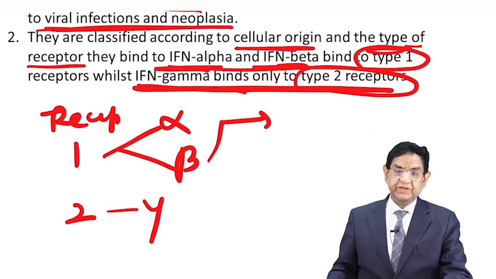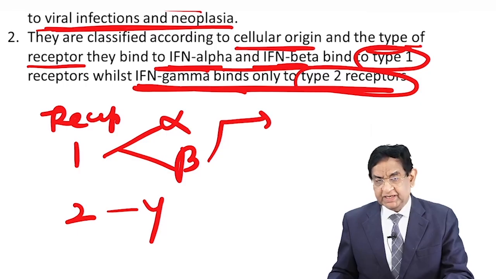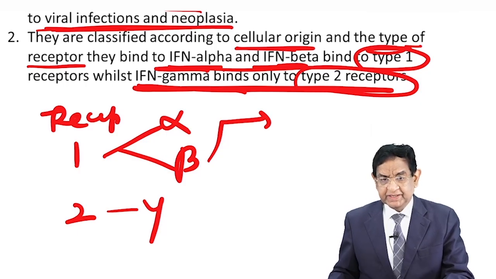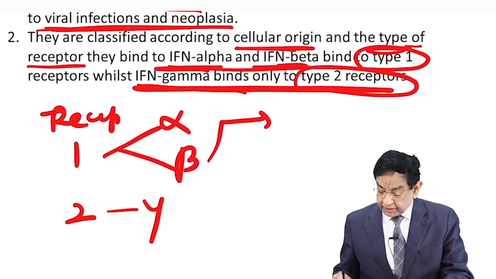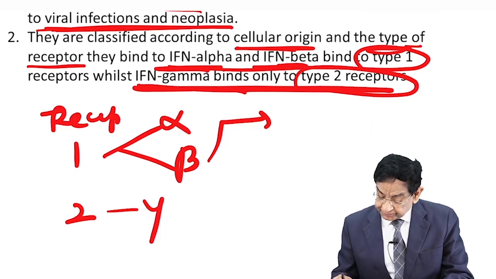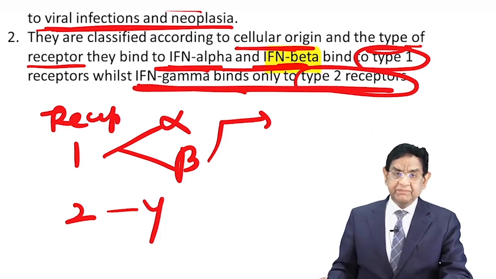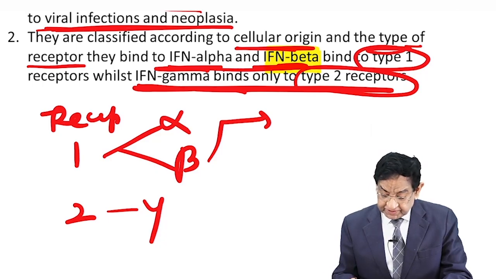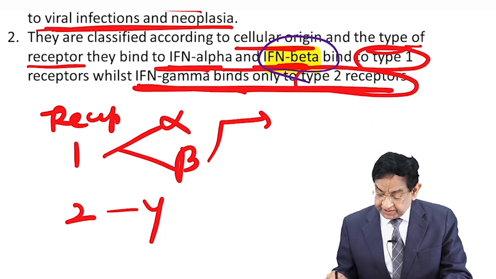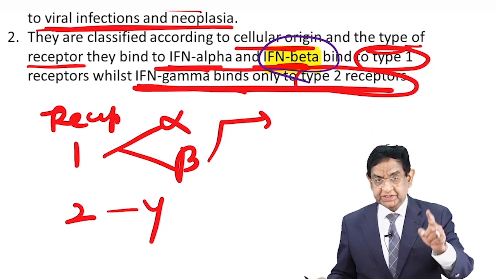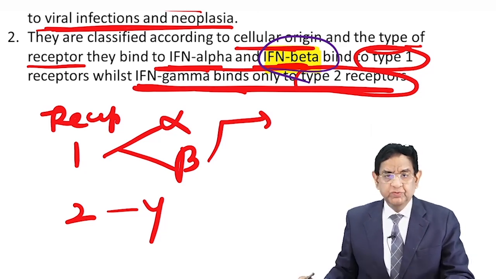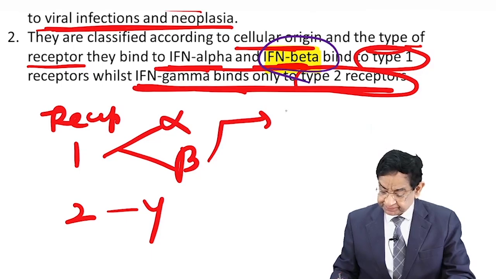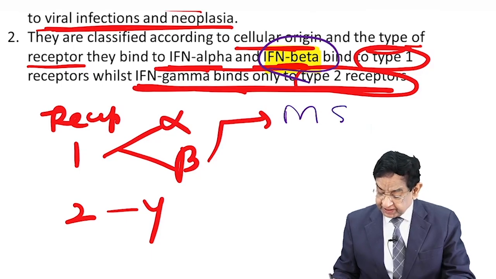Now I have a question for you. Write down the answer. I give you 30 seconds. I talked to you regarding interferon beta. Tell me in which condition we use interferon beta for the treatment. In which disease we use interferon beta for the treatment. You get 30 seconds to think and write the answer. Well, the answer is multiple sclerosis.